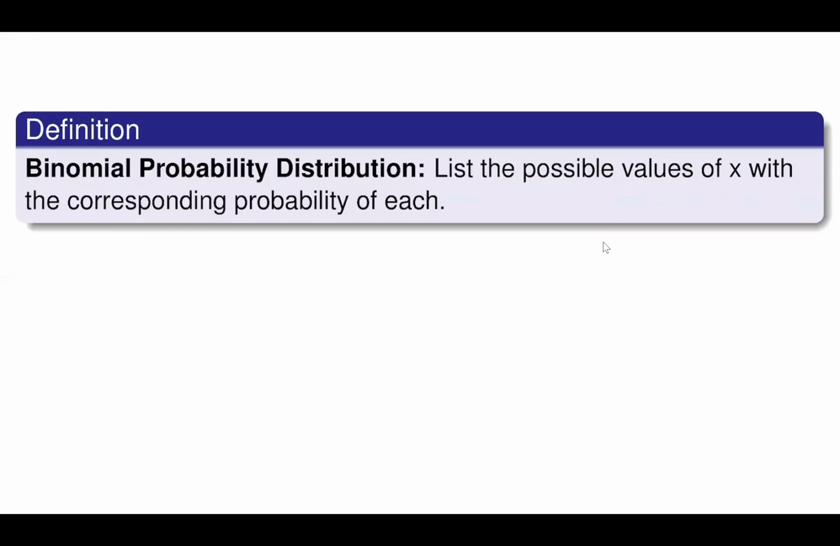All right, so up next, we're going to learn the definition of binomial probability distribution. The binomial probability distribution lists the possible values of X with the corresponding probability for each. So let's go back to the problem for the car sick children. If I want to do a binomial probability distribution, you're going to have your X and you're going to have your P of X.